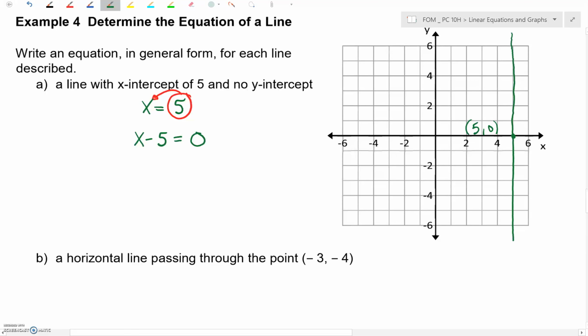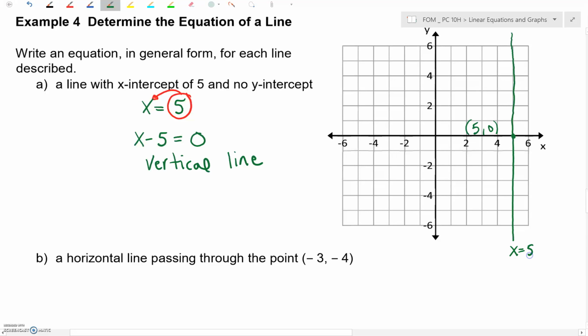And as you can see from the graph, it gives us a vertical line. And we can label our line as x equals 5. And if you want, you can also label it as x minus 5 equals 0. I'm okay with either way.